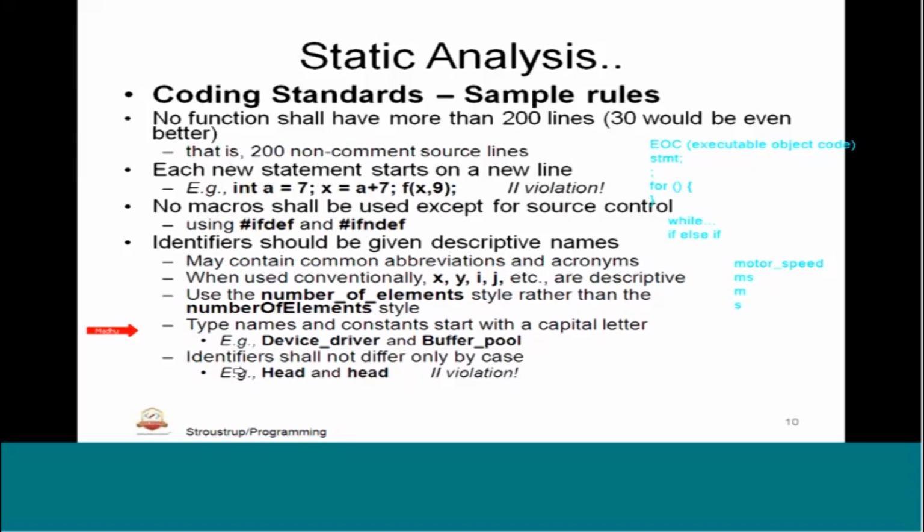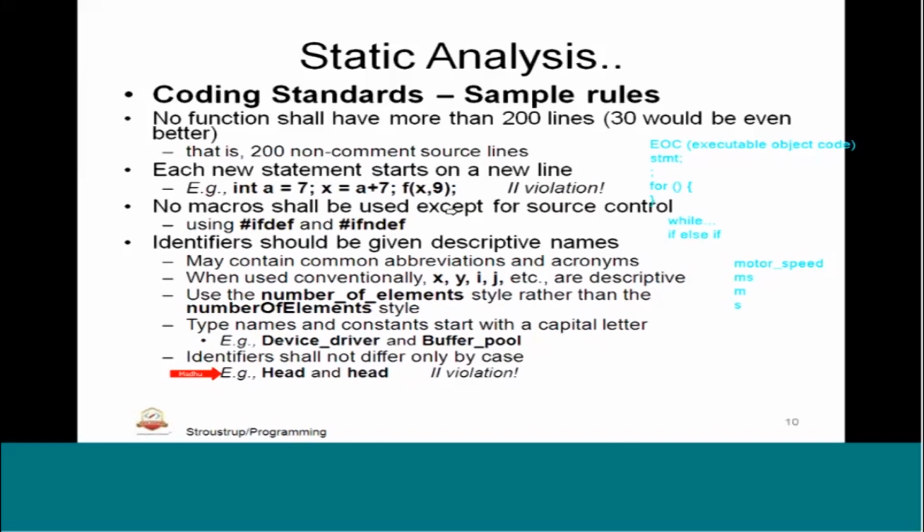Similarly, identifiers shall not differ only by case. So we cannot have head and Head, once in caps and once in small. It's very difficult to maintain. Better to use head followed by something small, like head lead or head lag, whatever it is. So it is better to avoid this kind of anomaly. That's what it says.